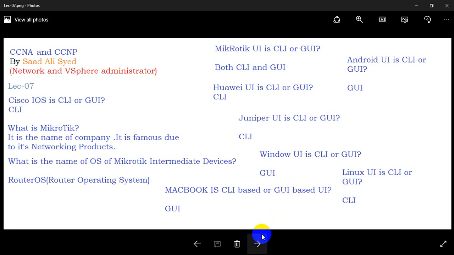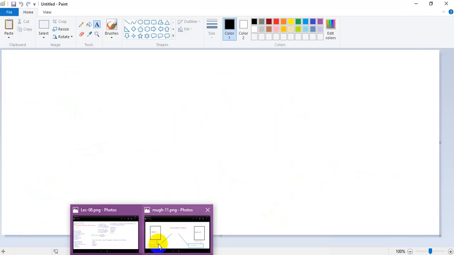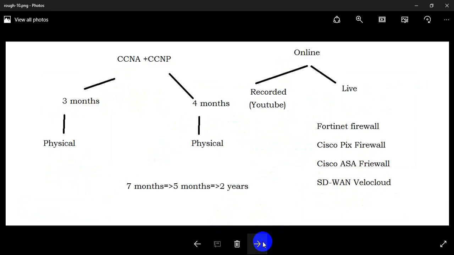Let's start the new lecture, lecture number 8. Yesterday we talked about resources: RAM, ROM, hard disk drives, solid state drives, central processing unit, about dumb device, end device. We also differentiated dumb and end devices, host and end devices, and host and standalone devices as well in yesterday's lecture. If you haven't watched, you can watch session 3 because this is session 4 live now.